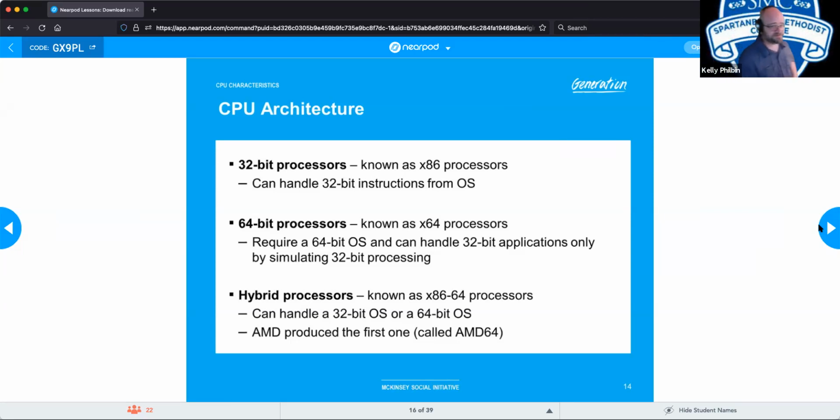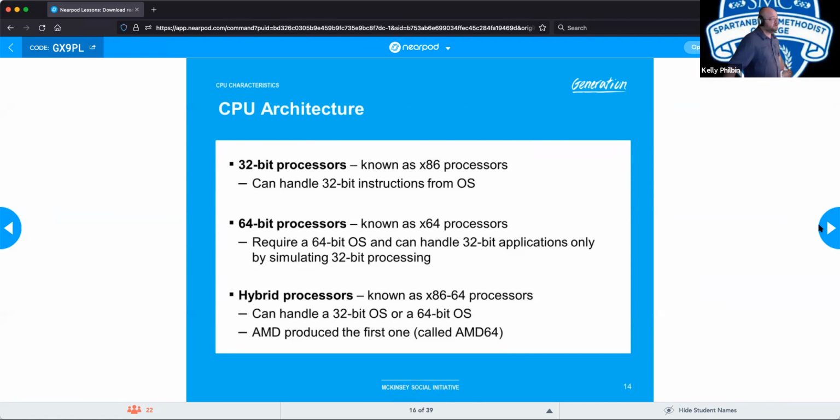Questions so far? Did you explain why the 64-bit processors can only handle the 32-bit applications? No, the 64-bit can handle 64-bit applications, but they can also be made to handle 32-bit. So they can handle something that's slower than they are. You just can't have a 32-bit handling something faster than it is. Does that make sense? I got you. Okay.